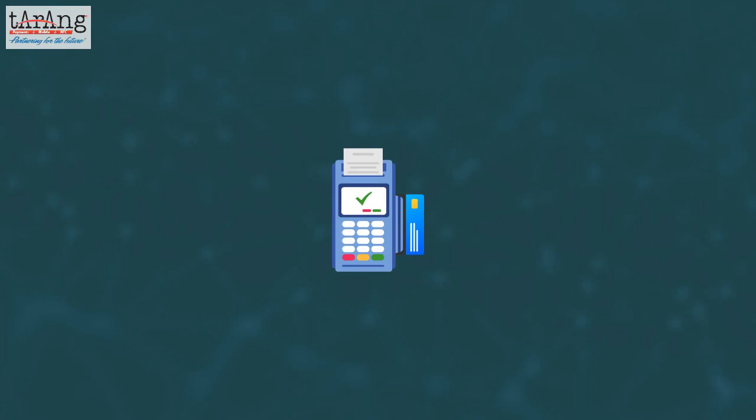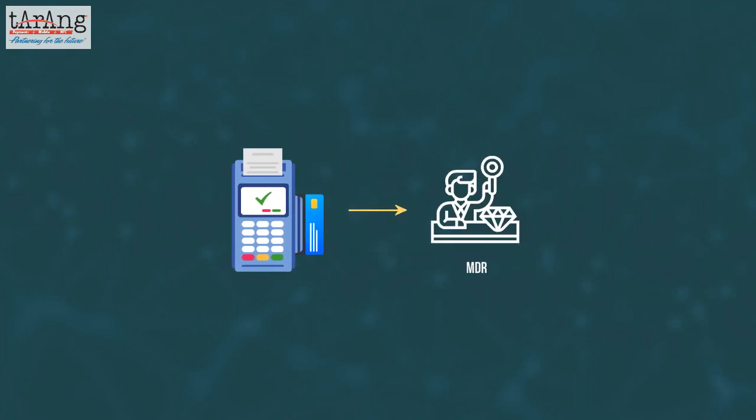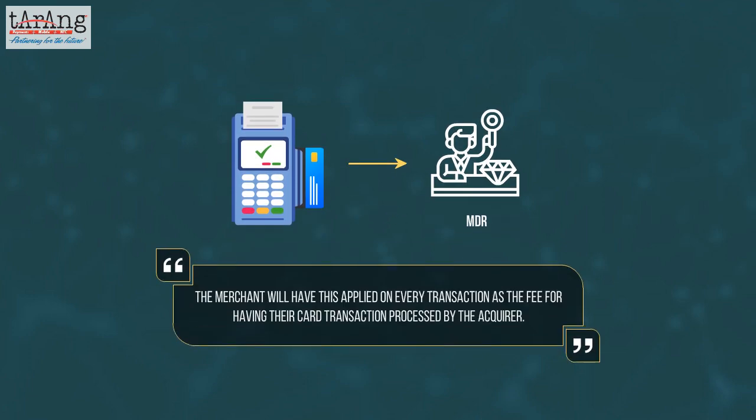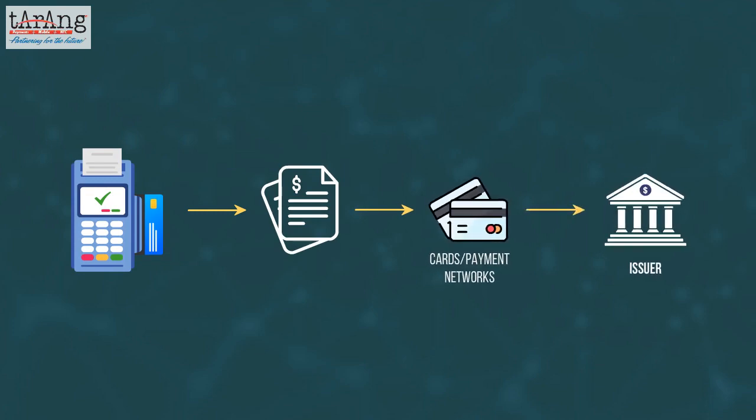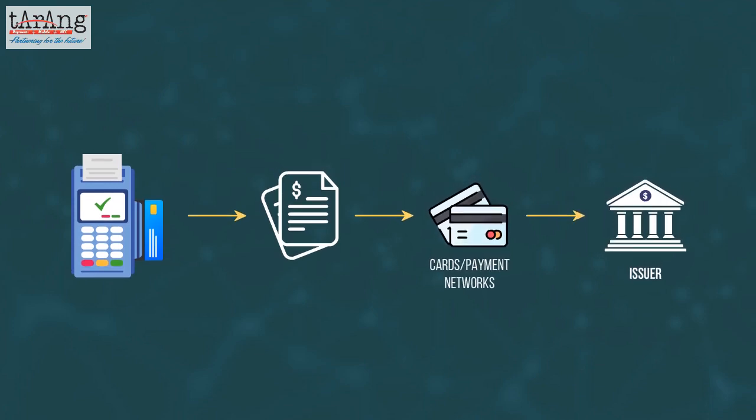Moving further, let us look at the processing of settlement, interchange, and MDR fees. In a POS terminal transaction, a merchant discount rate or MDR is applied for every transaction. The merchant will have this applied on every transaction as the fee for having their card transaction processed by the acquirer.